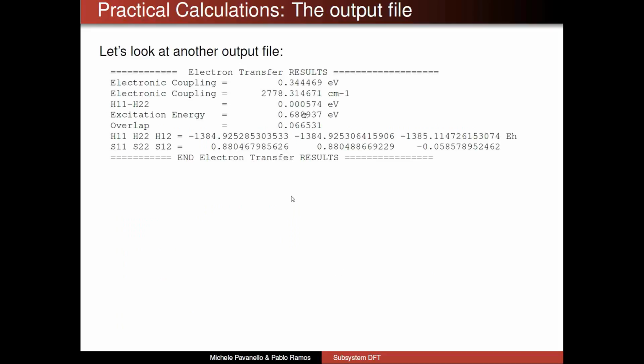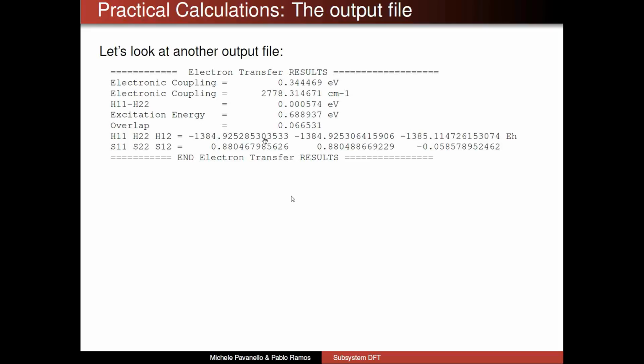So let's look at a different output file. This is a different molecule which I took from Pablo's benchmark calculations. In this case, the site energies are almost degenerate, and therefore the electronic coupling is quite large. You see it's 0.34 electron volts, which is huge, and the excitation energy becomes twice that, 0.6. For this case, I think it's a thiophene dimer, but I forgot exactly what dimer this is.